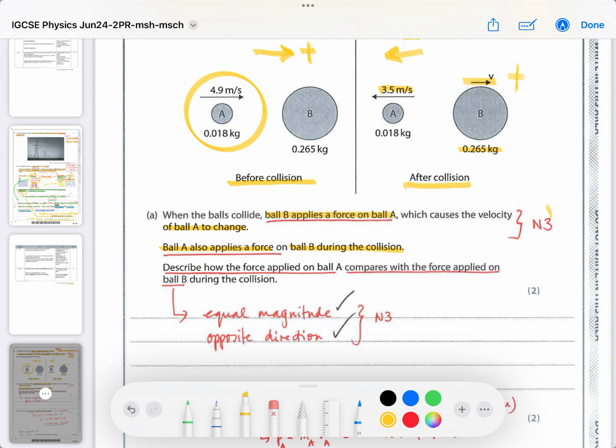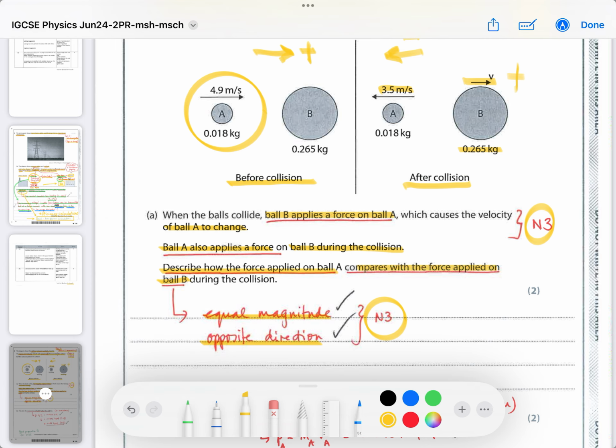Okay, so this is Newton's third law, equal and opposite forces. So describe how these forces on A compare with the force applied on B. So this is Newton's third law, which means the two forces are of equal magnitude but opposite in direction. Now you got to make sure, when you write it, you don't leave any gaps. So you got to say the forces must be of equal magnitude but opposite direction because they're a Newton third law pair of forces.